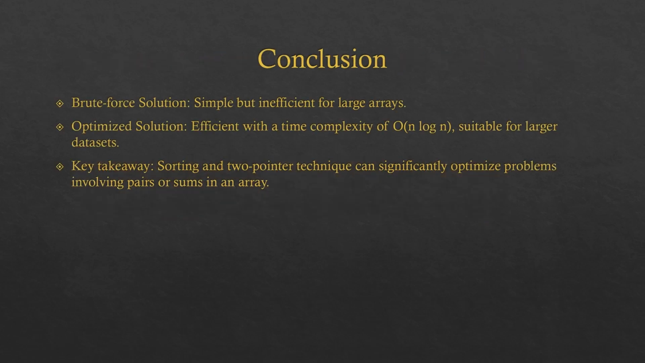To summarize, the brute force solution is simple but inefficient for larger arrays, with a time complexity of big O of n squared. On the other hand, the optimized solution uses sorting and the two-pointer technique to reduce the time complexity to big O of n log n, making it much more efficient for larger datasets. Understanding these approaches helps us design better algorithms for similar problems.